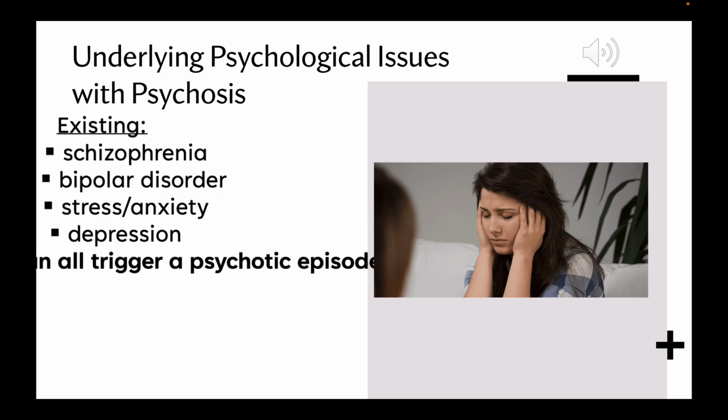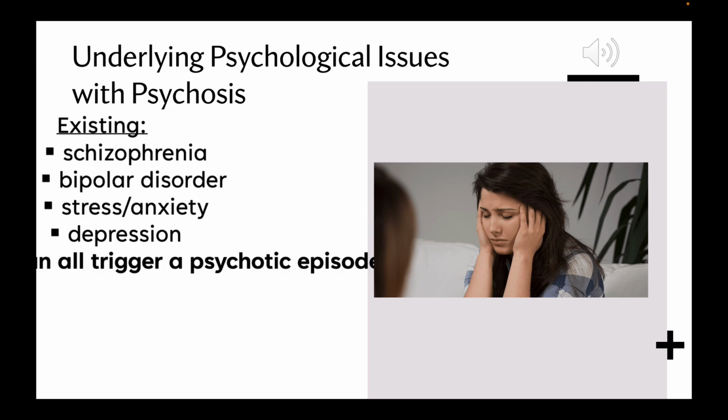Next is underlying psychological issues with psychosis. So, having pre-existing conditions or mental illnesses can trigger psychotic episodes. Those pre-existing conditions could be schizophrenia, bipolar disorder, stress and/or anxiety, and depression. Schizophrenia is a mental health condition that causes hallucinations and delusions.